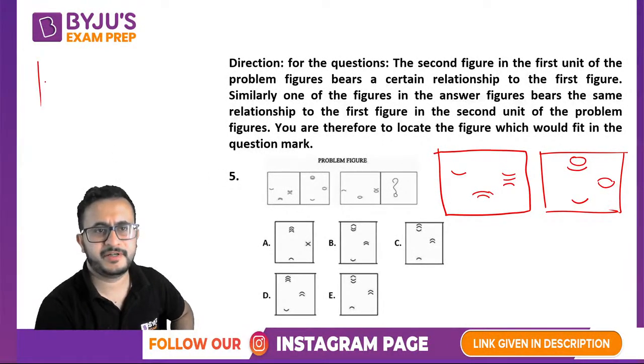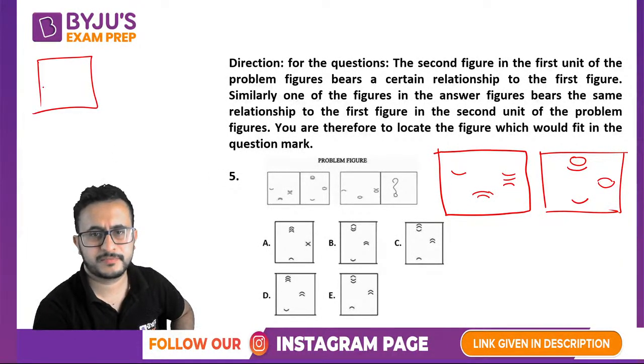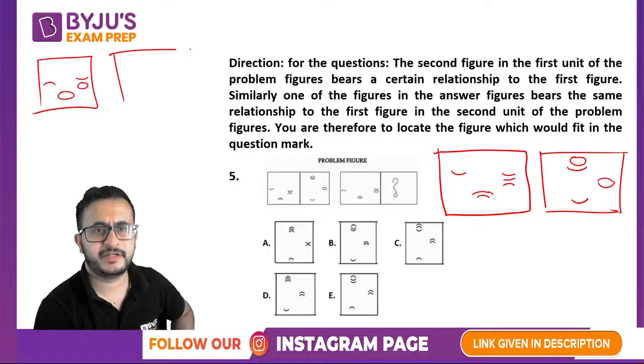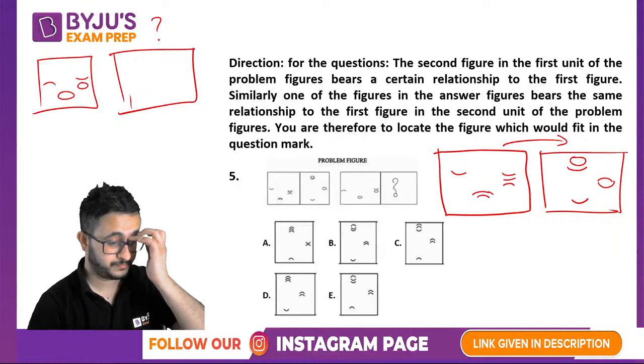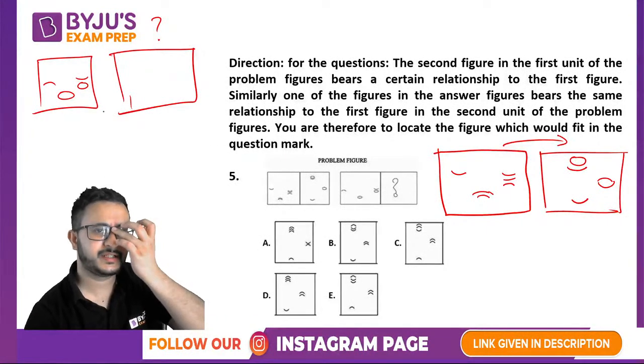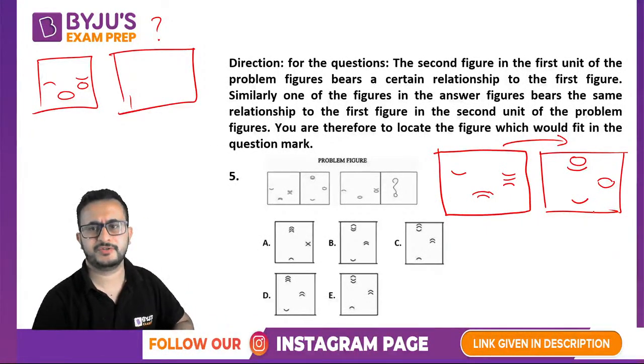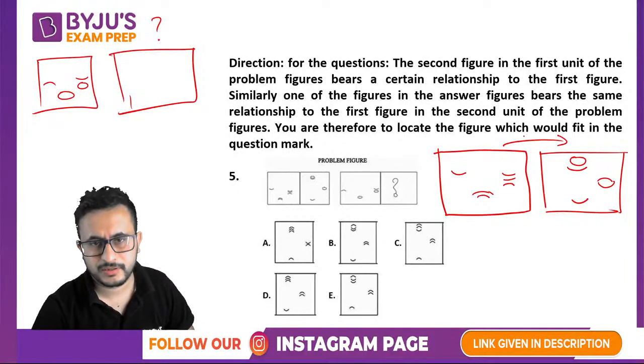The third figure that is given to us is this. We have to find the fourth figure based on this, right? So there is some relation between these two, right? So the same relation has to be between this and this. So this I have drawn. Now check it.